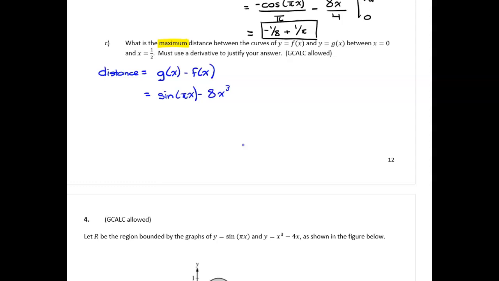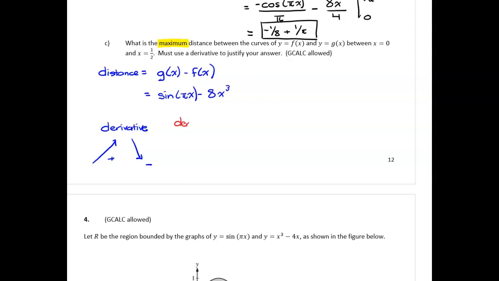Now if I'm looking for the maximum distance between 0 and 1/2, I'm going to look for the derivative. If it is a maximum, I'm looking for the derivative to be going from a positive value to a negative value. And if there are multiple points where the derivative goes from positive to negative, then we would have to test those. So let's go ahead and calculate the derivative here.